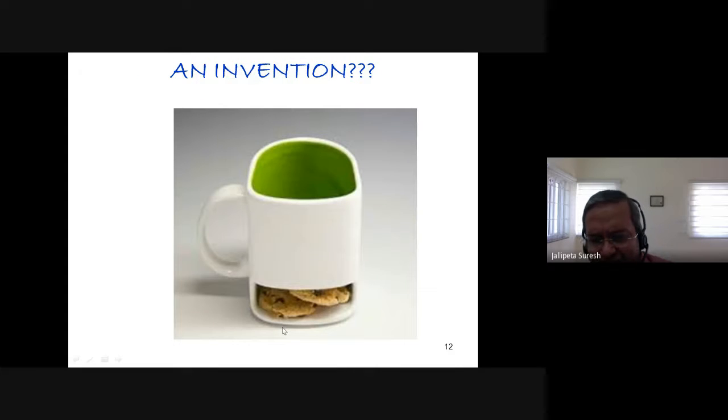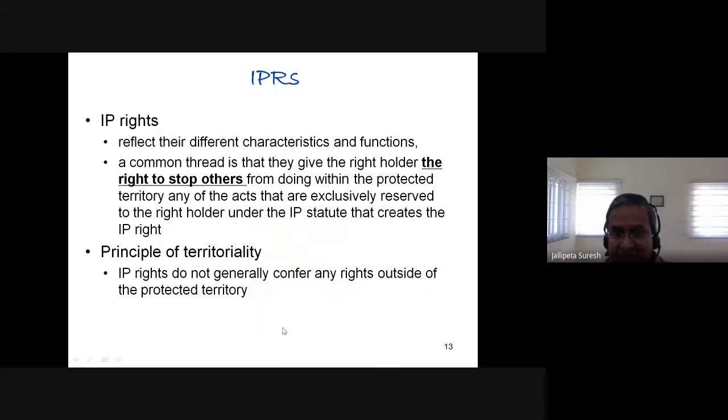Having said that, it is not always necessary that patents or intellectual property rights should be of something for which you could get a Nobel Prize. No, it could be as simple as what you see here. A cup could be used as a device where you can have storage for food as well. It could be as simple as that. Okay. Now, let's look at the rights.